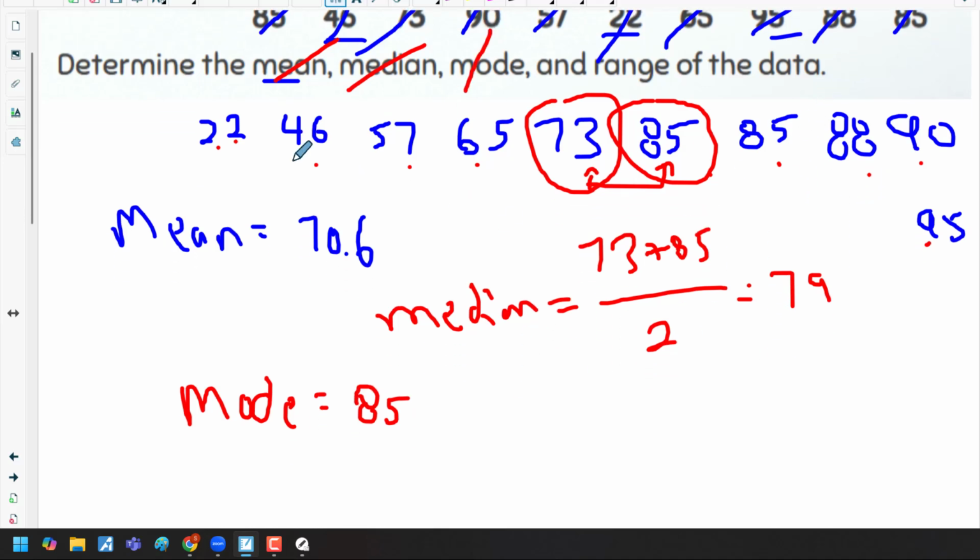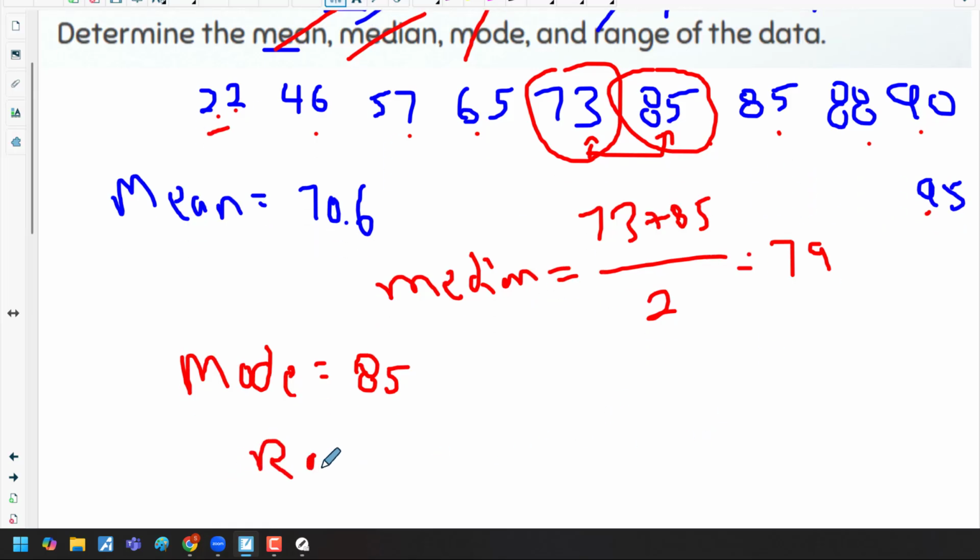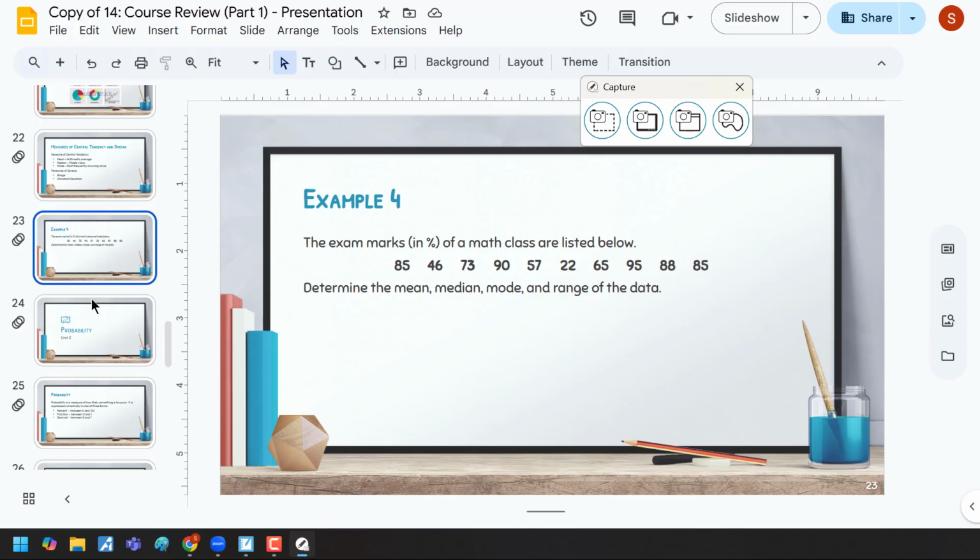The range of data is very simple. The range is from 22 to 95. It's just from the smallest to the biggest. That's it. Easy stuff.